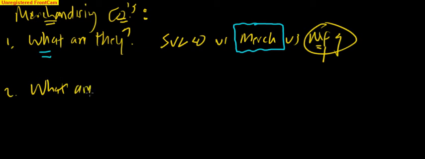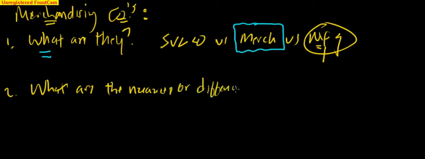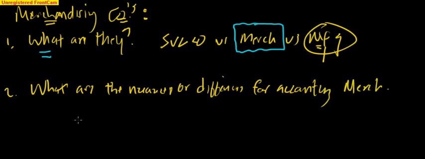what are, that's an R. Let me get rid of that. My handwriting is bad. I'm using a new tablet, but there's no excuse for that. What are the nuances or differences for accounting when we're dealing with merchandisers, right? Merchandising company concern.